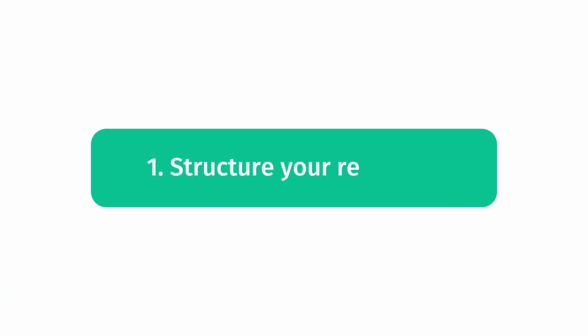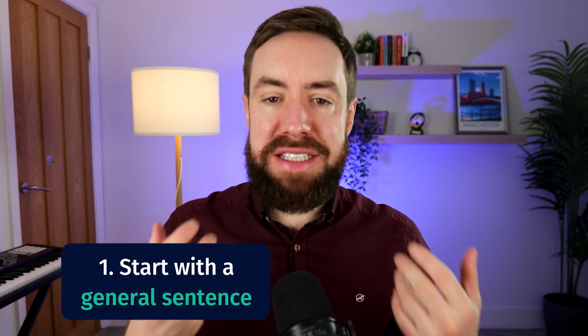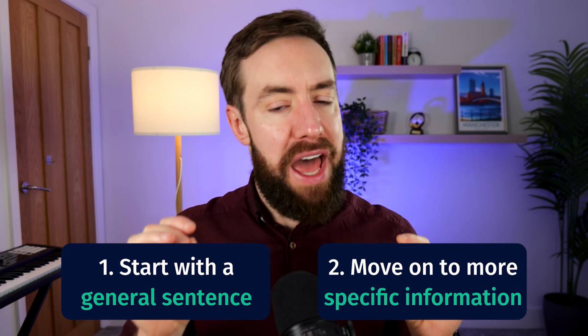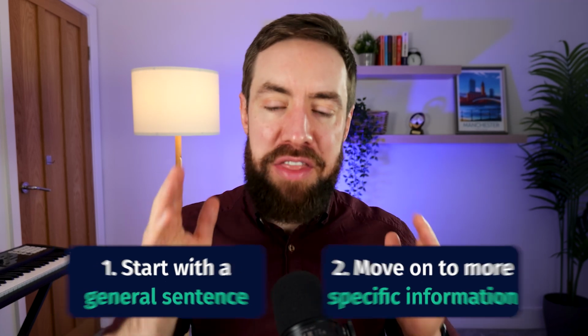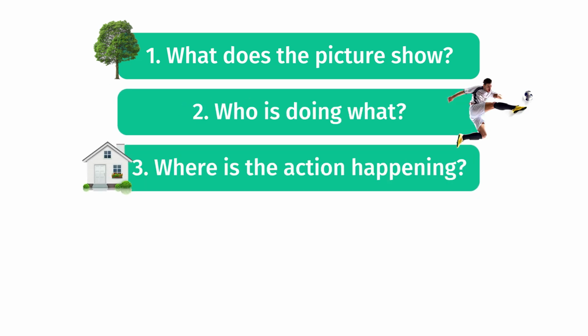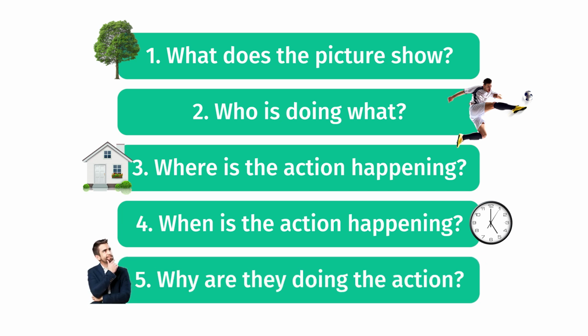So the first step that we should take is to structure our answer. We can start with one sentence that gives a general idea of what is happening in the photo, and then we can go into more details. And I think a really good order is these 5 questions. You can try to answer these in your writing. So, what does the picture show? Who is doing what? Where is the action happening? When is the action happening, and why are they doing the action? And if you can follow those, that will already be a very nicely organized answer.